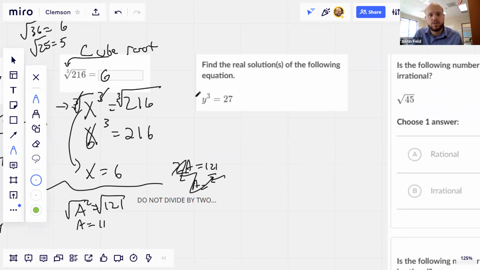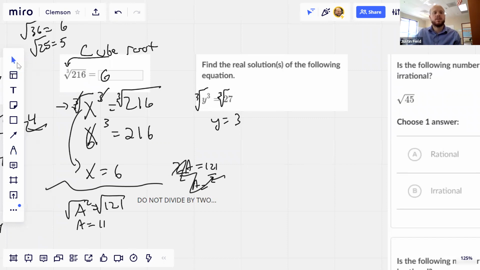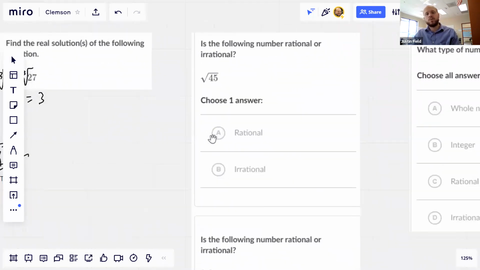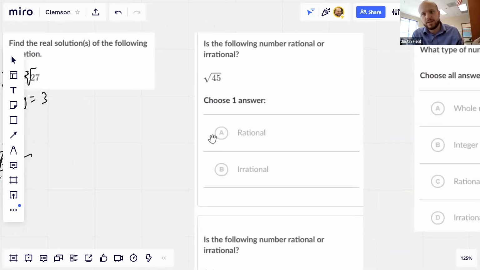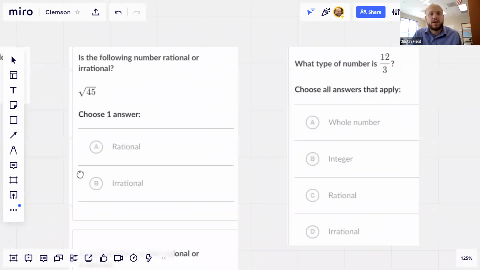So now, solving equations. So I just did that. So we're going to cube root both sides because we see a cube. And what number times itself again is 27? None other than 3. Okay. Hopefully that'll take a day or less to just think about the same number that multiplies to get whatever we see. But the other part of this week is classifying numbers.